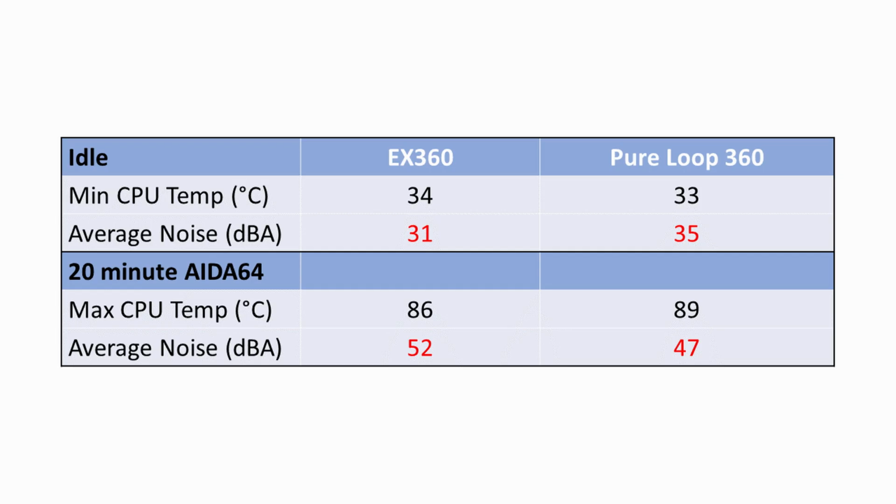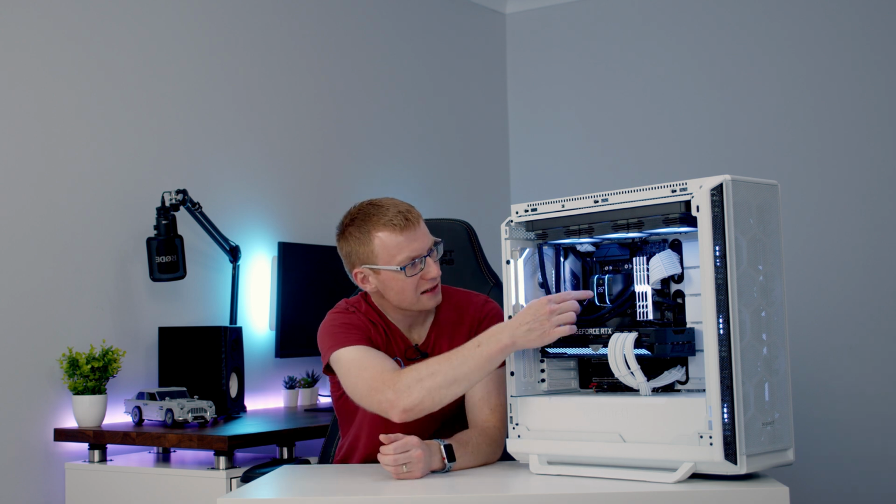So taking a look at the temperatures, it is important to mention I had a Ryzen 9 5900X in the system. So with our Sahara Gaming EX360, our CPU idled at 34 degrees, which was 1 degree hotter than using the Pure Loop. During a 20-minute I/64 stability test, our CPU reached a maximum temperature of 86 degrees, which was 3 degrees cooler than using the Pure Loop. Taking a look at the noise levels, our EX360 was 4 decibels quieter than the Pure Loop at idle. However, during the I/64 stability test, it was the opposite way round, with the EX360 being 5 decibels louder at 52 decibels.